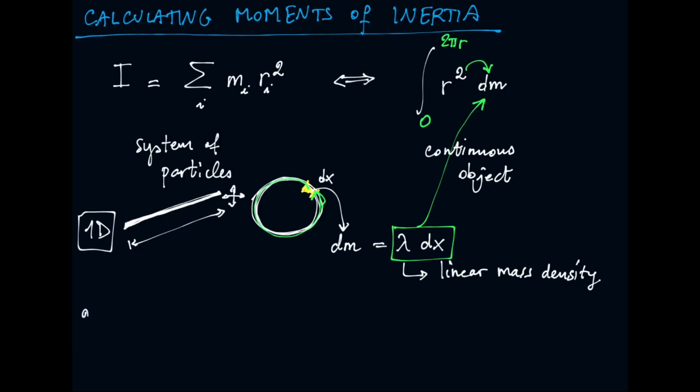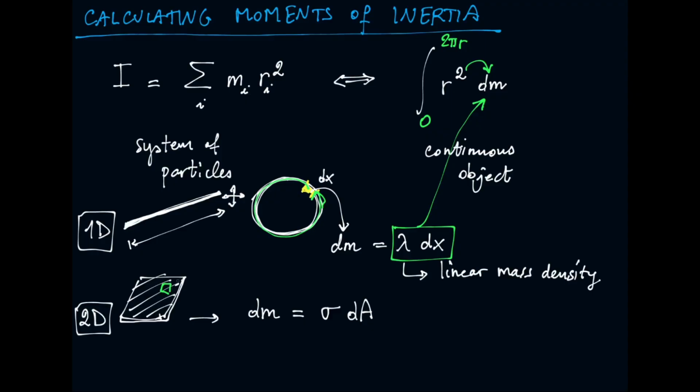Now, if my object, instead of being one-dimensional, is a 2D object, like a spherical shell, a slab, or a thin sheet of paper, then typically I write dm as sigma times dA. dA is the area element, the surface element, and sigma is, as you can probably imagine, called surface mass density. And then the task is to integrate this quantity.